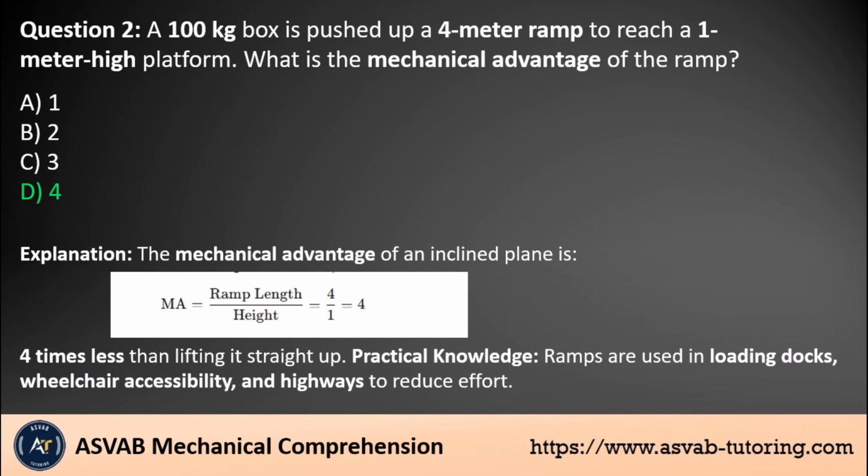Explanation: the mechanical advantage of an inclined plane is equal to ramp length divided by height. 4 times less than lifting it straight up. Practical knowledge: ramps are used in loading docks, wheelchair accessibility, and highways to reduce effort.